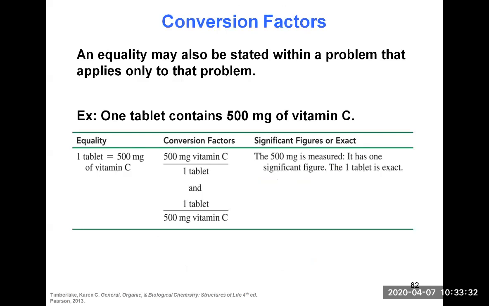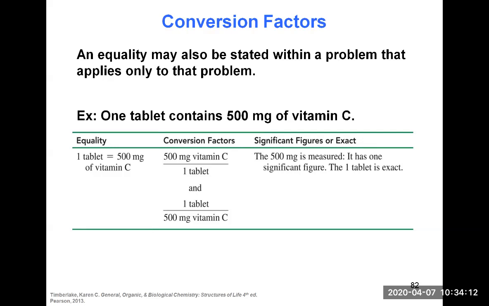So notice here we used conversion factors or equalities that we found in the tables provided, because they are common units. But sometimes equalities will be stated within the problem, and they will apply only to that problem. So you have to make sure you understand what the text is telling you and extract the information from the text. It's an important skill to have.